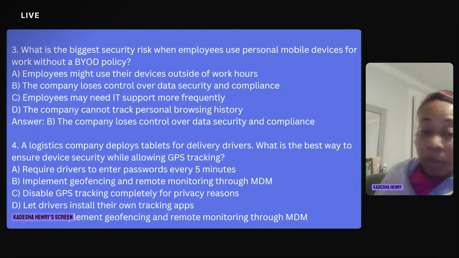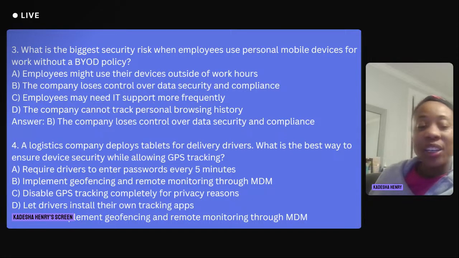A logistics company deploys a tablet for delivery drivers. What is the best way to ensure device security while allowing GPS tracking? We're tracking them. We want to know where they are with our devices and all of that. So what is the best way to ensure device security while allowing GPS tracking?